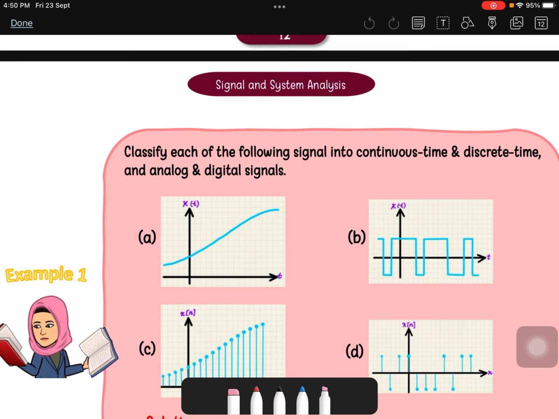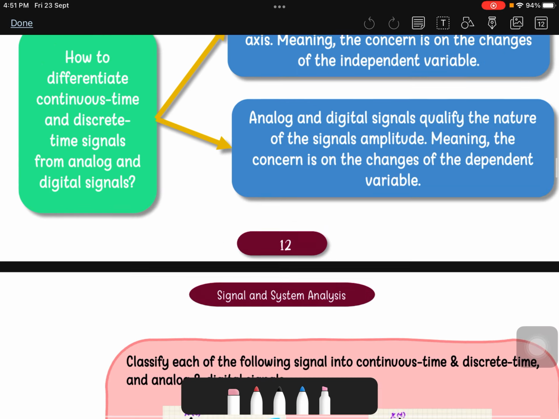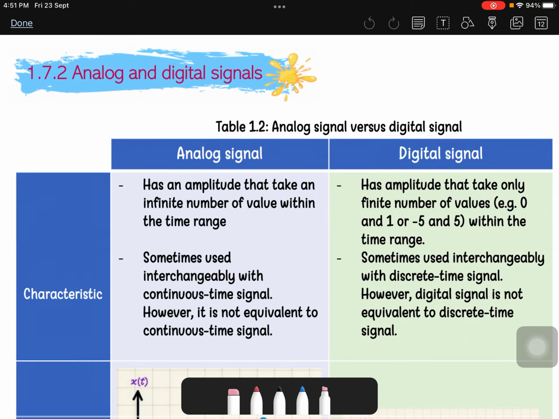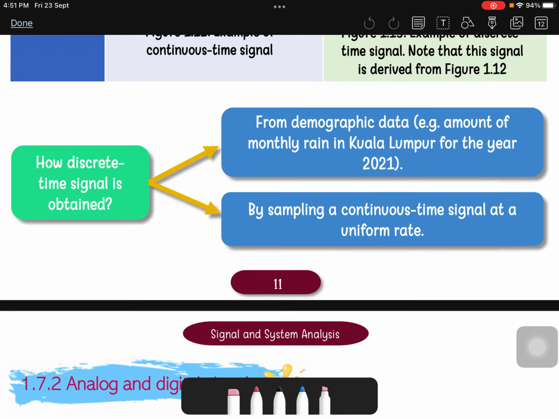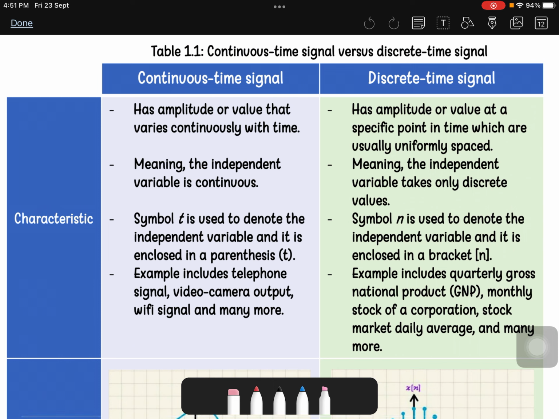Okay, so if we look at this figure, we are given 4 figures A, B, C and D. We need to classify each of these figures as either continuous time or discrete time, and as either analog or digital signal. Let me just bring you up a little bit. Okay, so first let's classify the signal as either continuous time signal or discrete time signal.